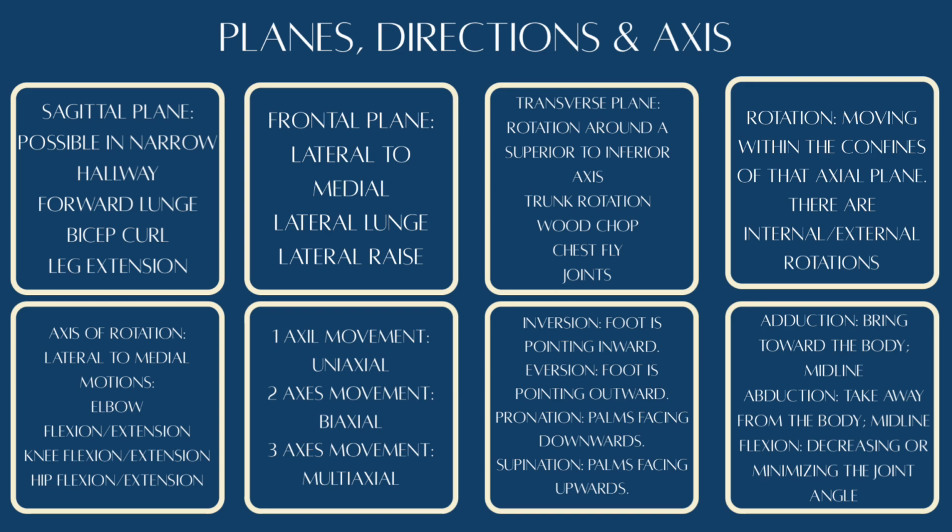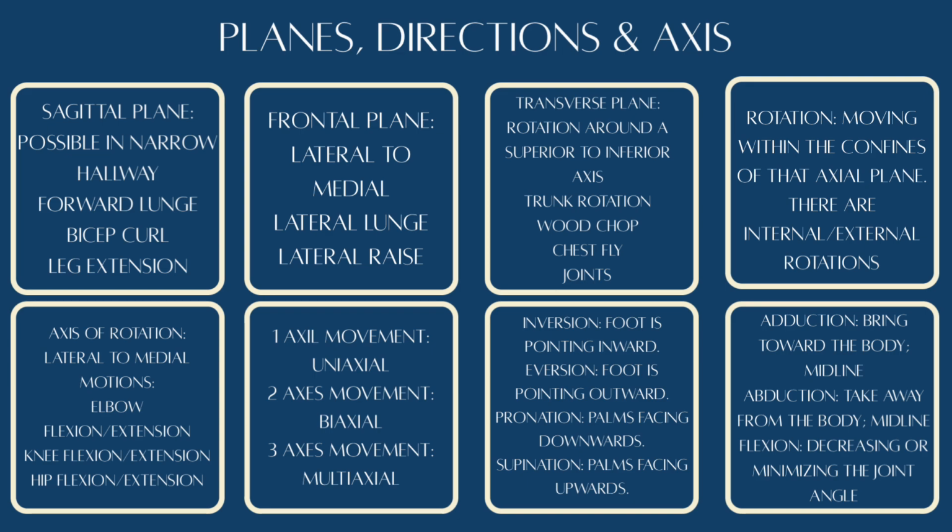The sagittal plane can be imagined in a side-by-side perspective. Position yourself within a narrow hallway where both walls are touching your shoulders. Those walls are the planes within the sagittal plane. Any movement that occurs in that plane must be going back and forth. Any movement that is not in the back and forth motion cannot be done in the sagittal plane.